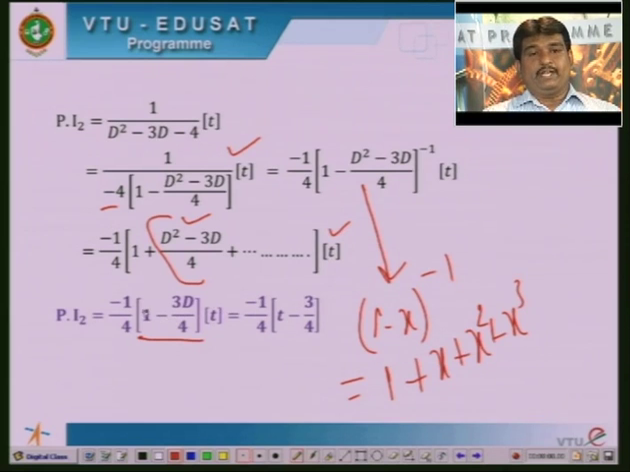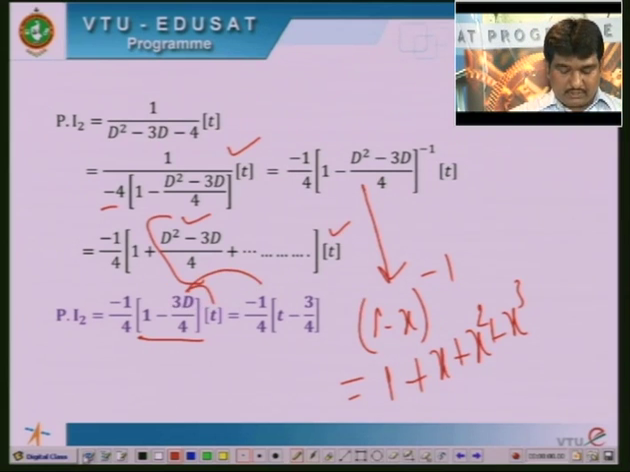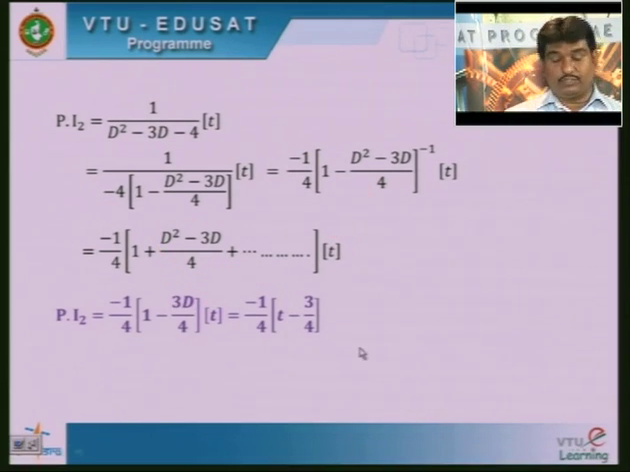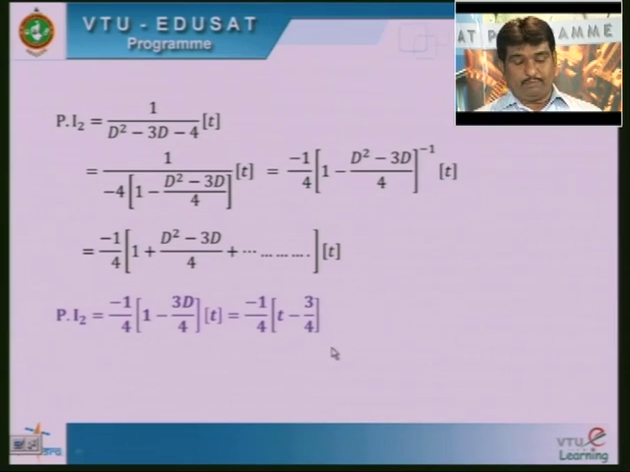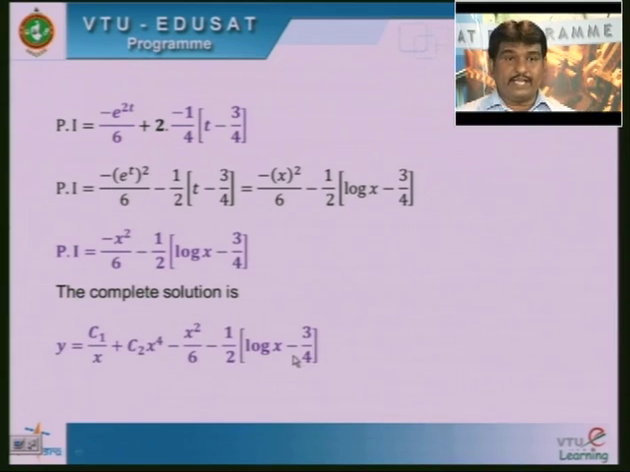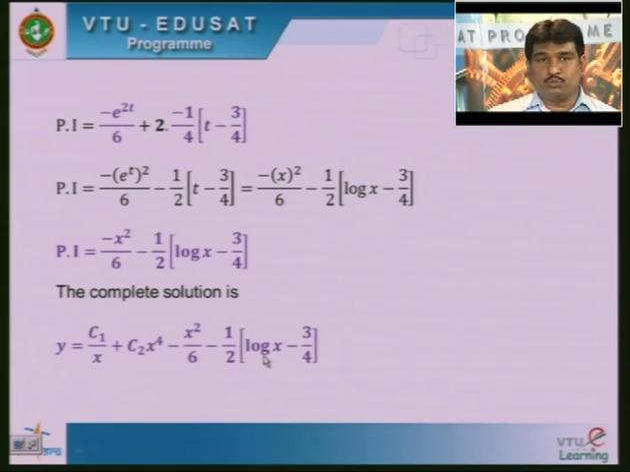Now you multiply t here: 1 into t is t, minus 3 by 4, derivative of t is 1, so it is minus 1 by 4 t minus 3 by 4. This is PI2. Substitute in the PI expression. PI is PI1 plus 2 PI2, so it is e to the power of minus 2t by 6 plus 2 times PI2, which is minus 1 by 4 t minus 3 by 4.